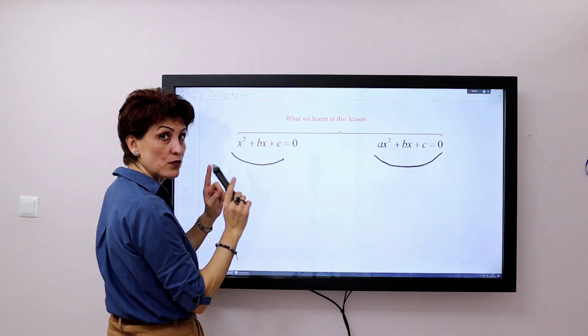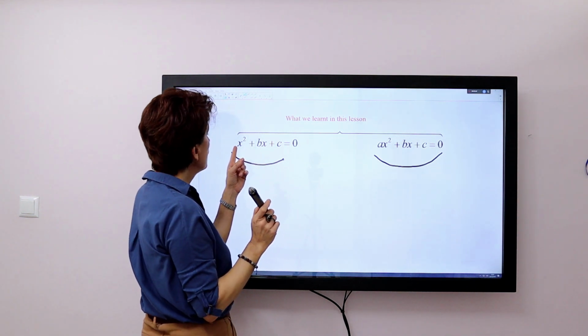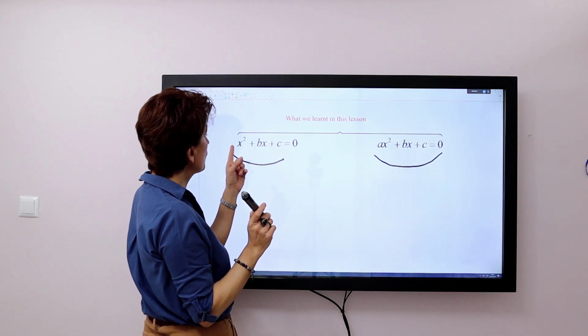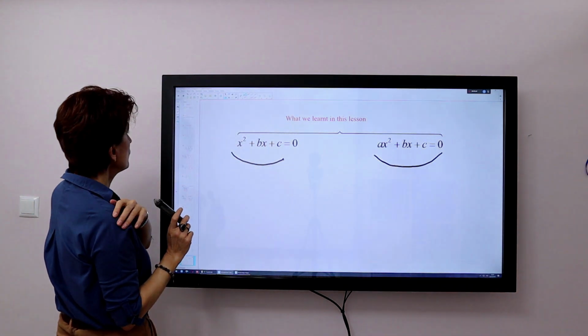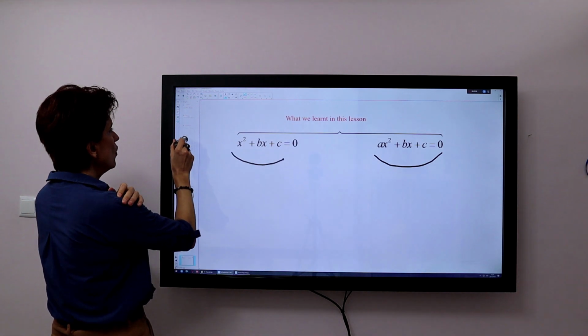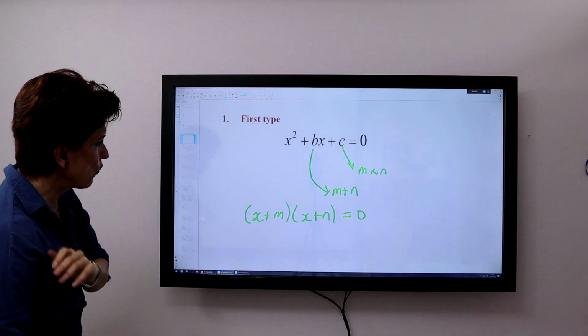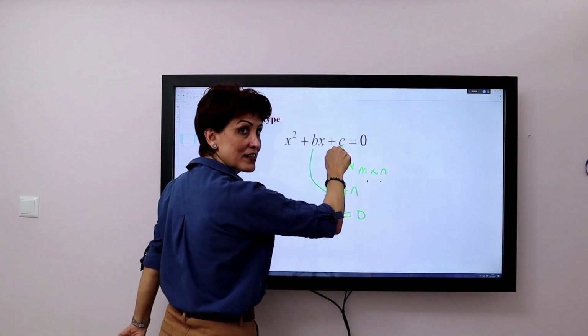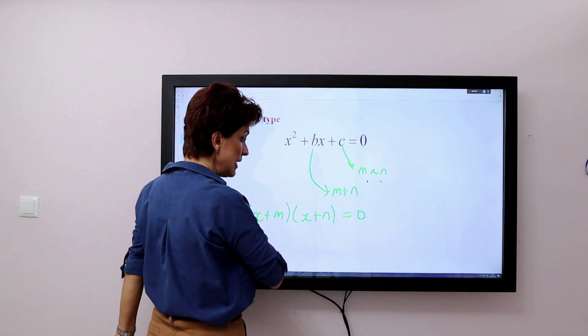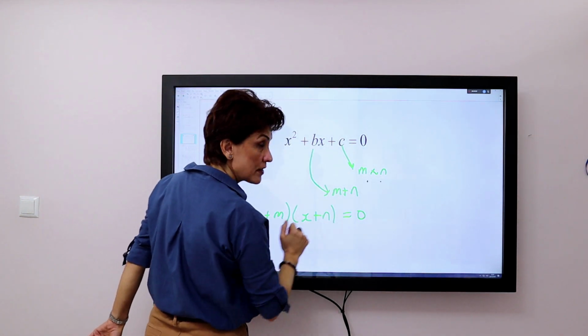What is the difference between the first type and the second type? First type, the coefficient of x squared is 1. Second type, the coefficient of x squared is different from 1. What was the general idea for the first one? We need to find two different numbers whose product gives us c and whose sum gives us b. Then we can factorize in this form.